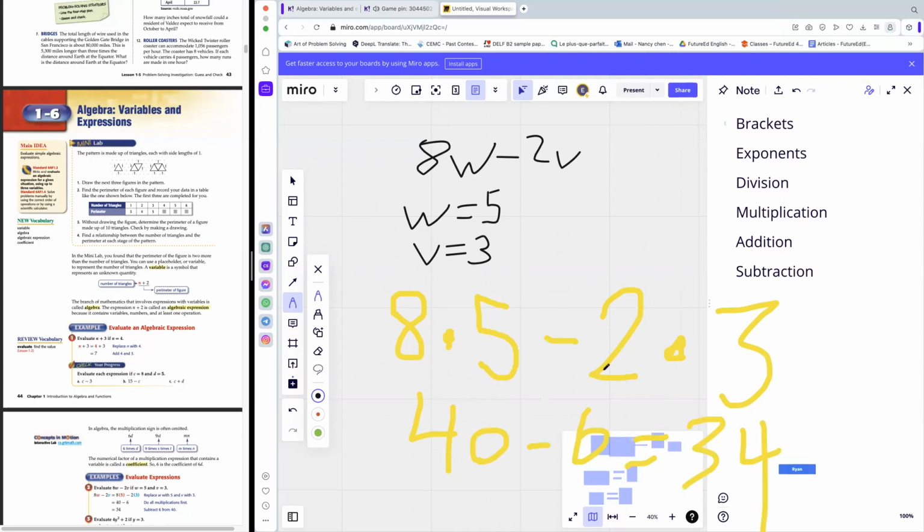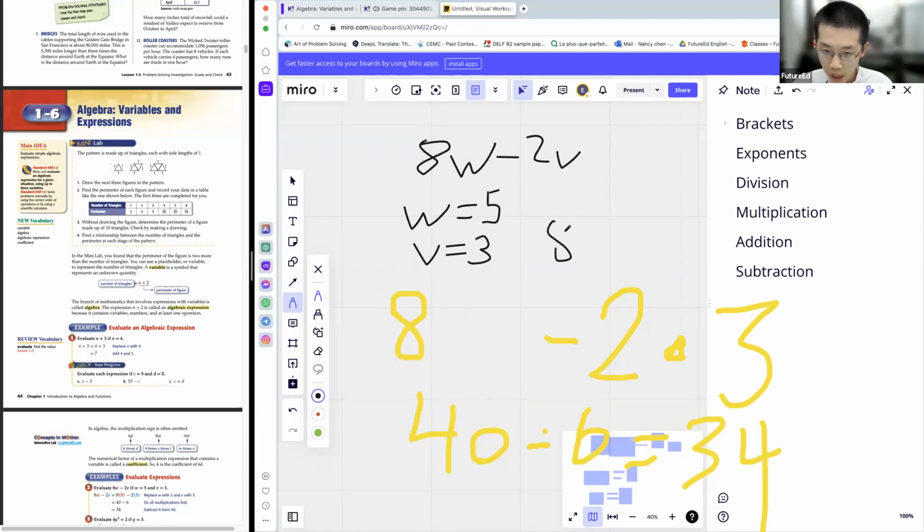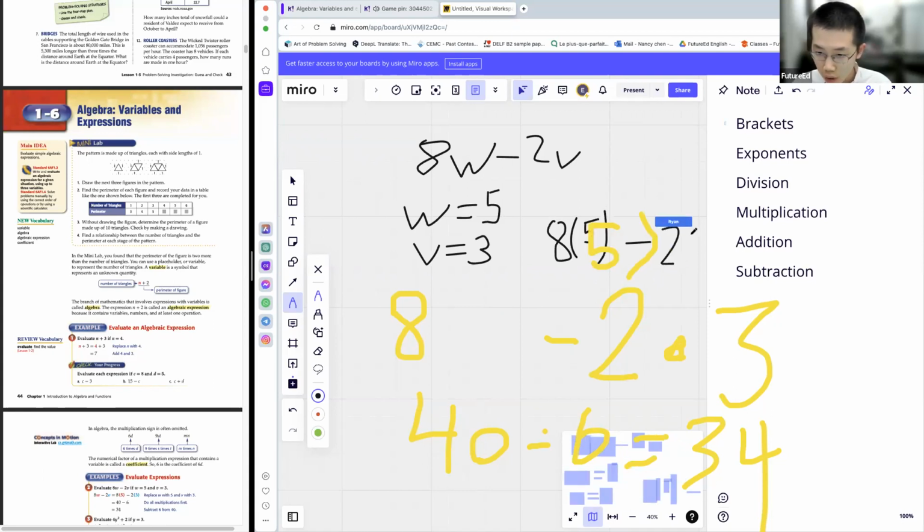Good job. And I know most teachers will mark this correct, but some people might be very strict, and they'll tell you you need to substitute the values in first. So in this case, instead of just putting 8 times 5 minus 2 times 3, you can put 8 brackets 5, right? And then minus 2 brackets 3. Okay, something like that.